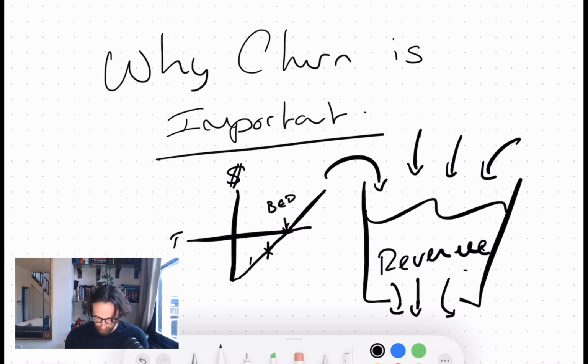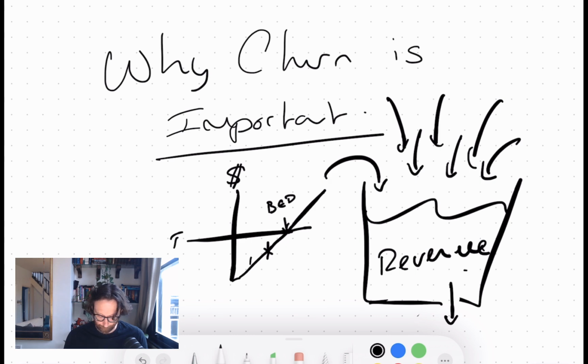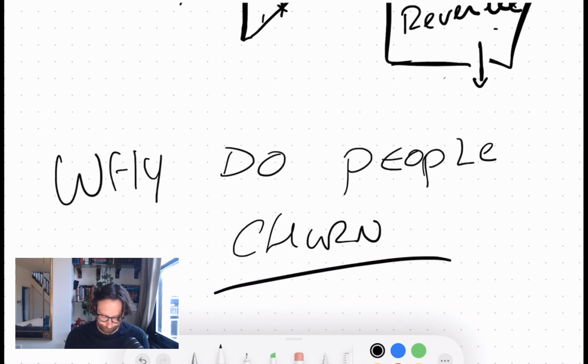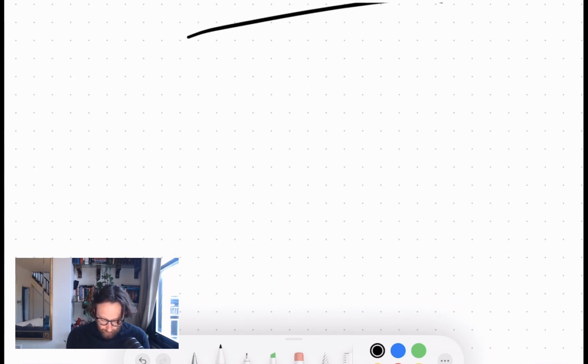What's the point? So the better way to scale your business is to actually first plug that hole as much as possible, reduce the churn, and then throw more people in the top to get compounding gains. Okay, really, really simple. Let's look at why people churn. It really comes down to a value mismatch.